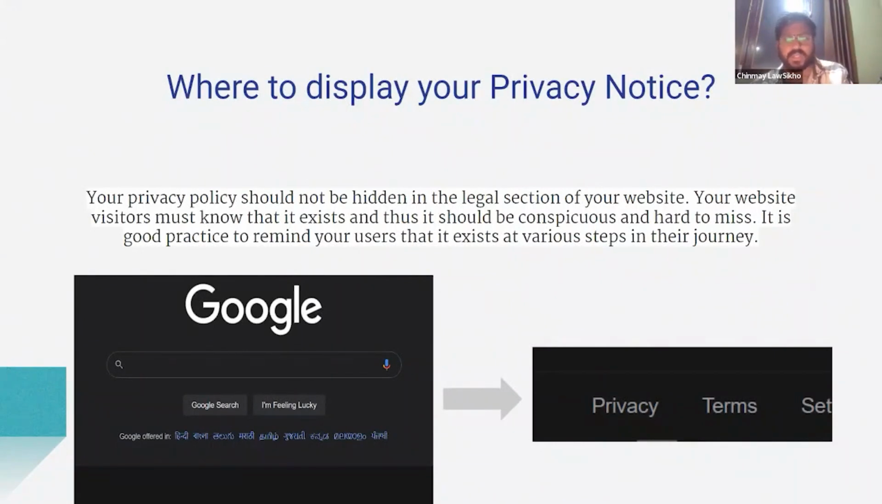So your privacy policy should not be hidden in the description of your website. Your website visitor must know that it exists, and thus it should be conspicuous and hard to miss, right? It is a good practice to remind your users, whenever they are shifting or getting deeper into your platform, that they need to accept or read the privacy policy, right? These are good practices.